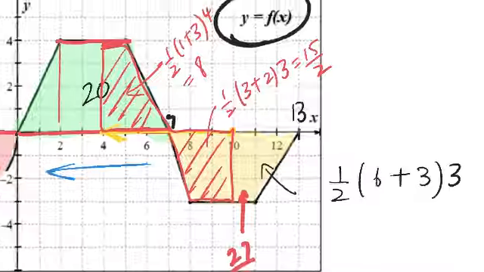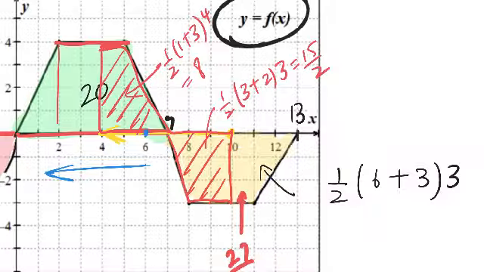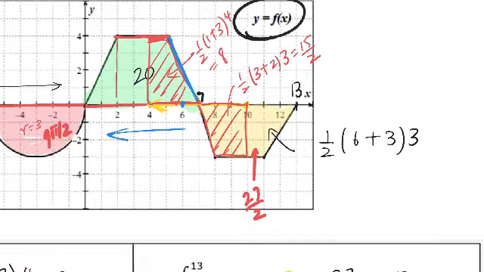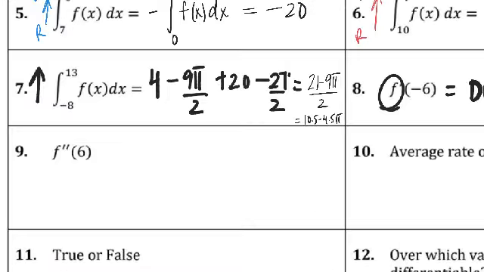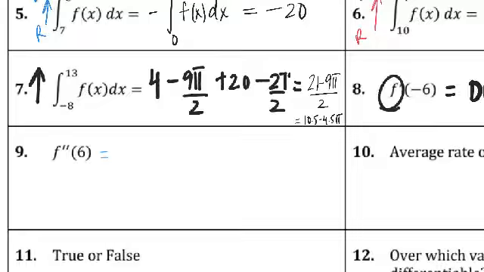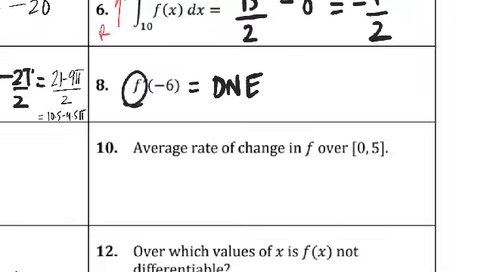Okay, F double prime of 6. Okay, 6 is here, so F double prime of 6 means we're on this line. F prime of 6 is some number, and so F double prime is going to be 0. F double prime of a line is 0. Average rate of change, 0 to 5.